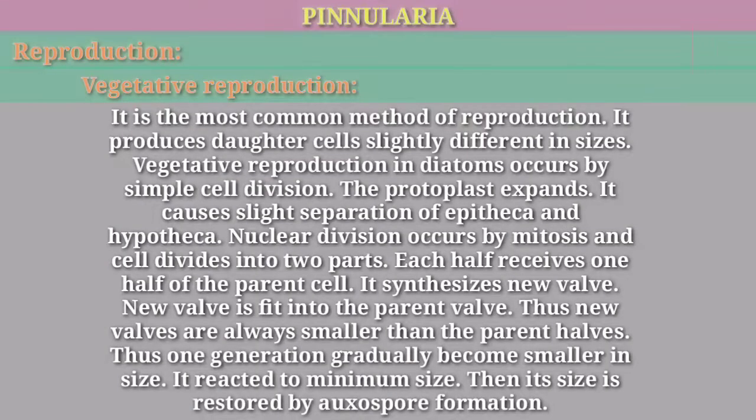Reproduction. Vegetative reproduction is the most common method of reproduction. It produces daughter cells slightly different in size. Vegetative reproduction in diatoms occurs by simple cell division.